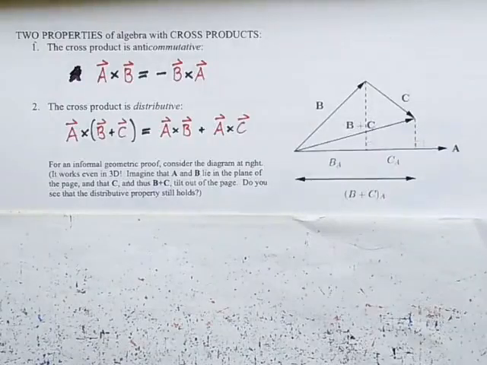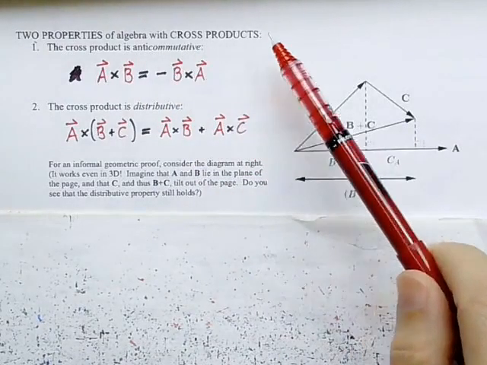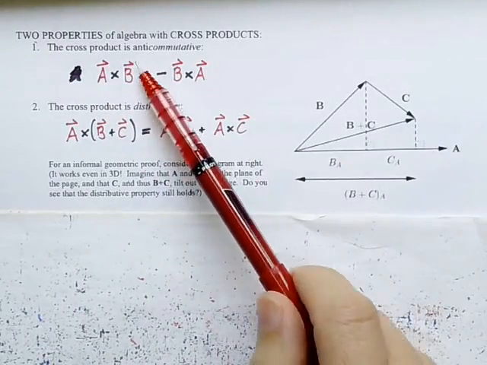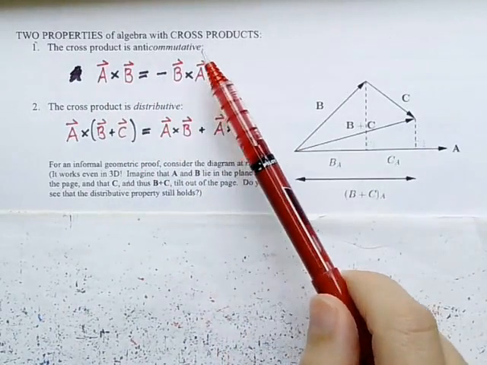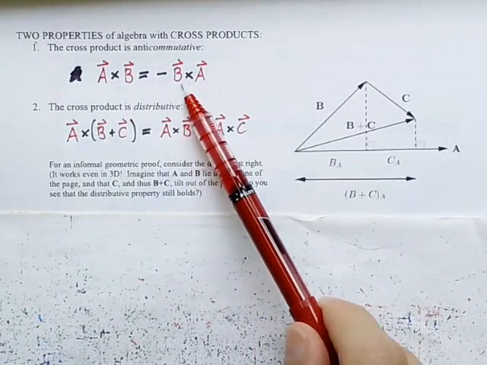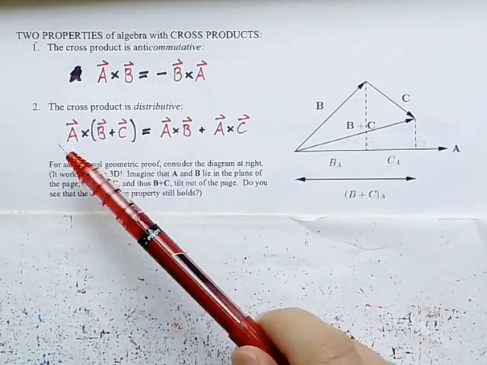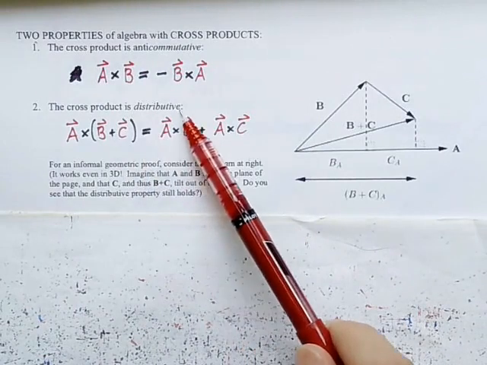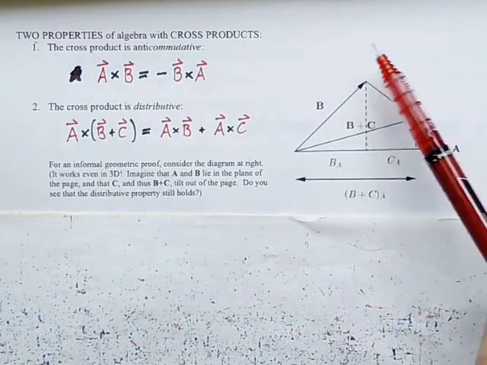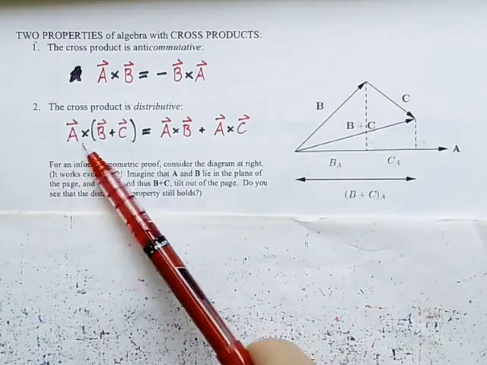Two properties of algebra with cross products. As we have noted, the cross product is not commutative, it is anti-commutative, meaning A cross B equals the opposite of B cross A. Furthermore, the cross product is distributive. I haven't proved this, but I think you can see from this diagram that this is true.